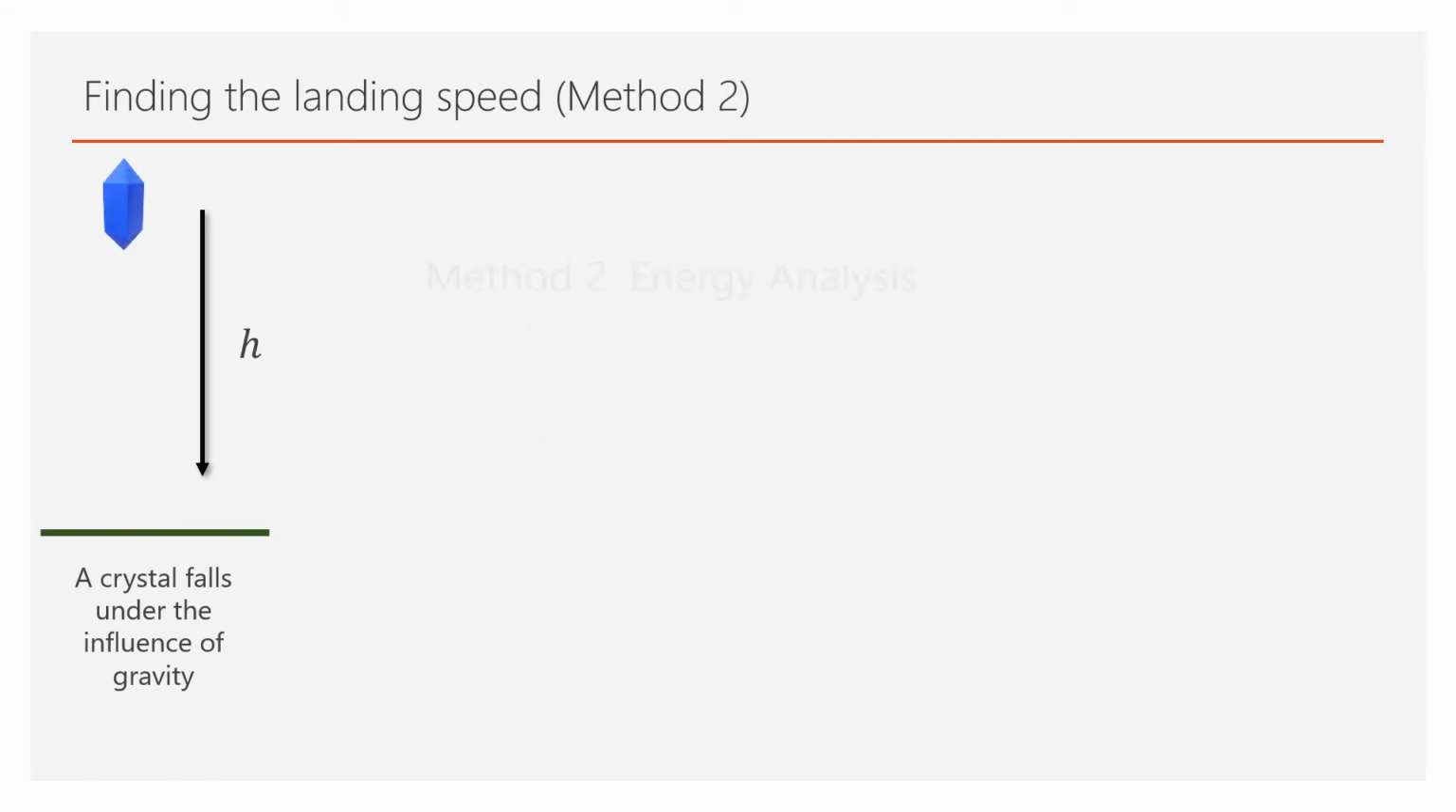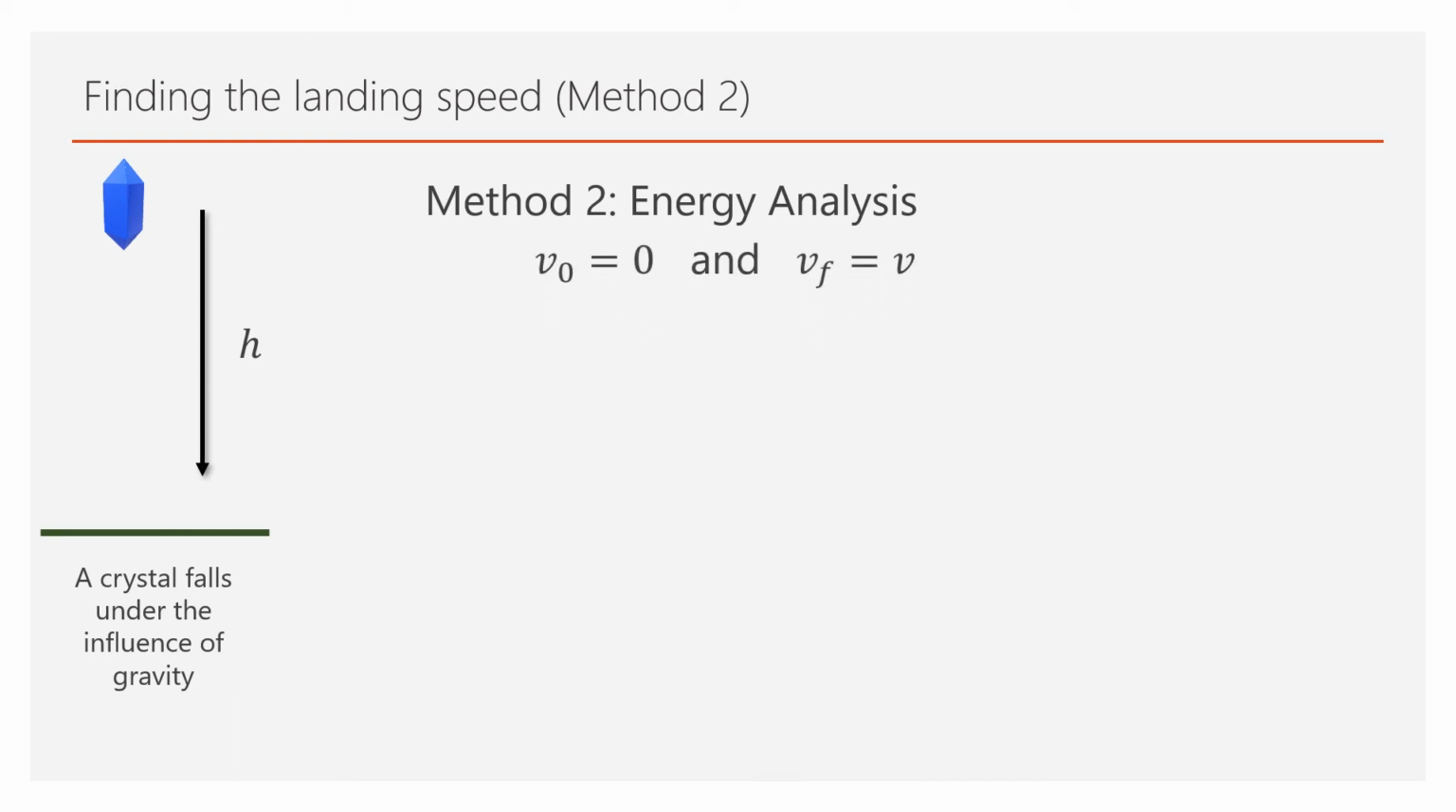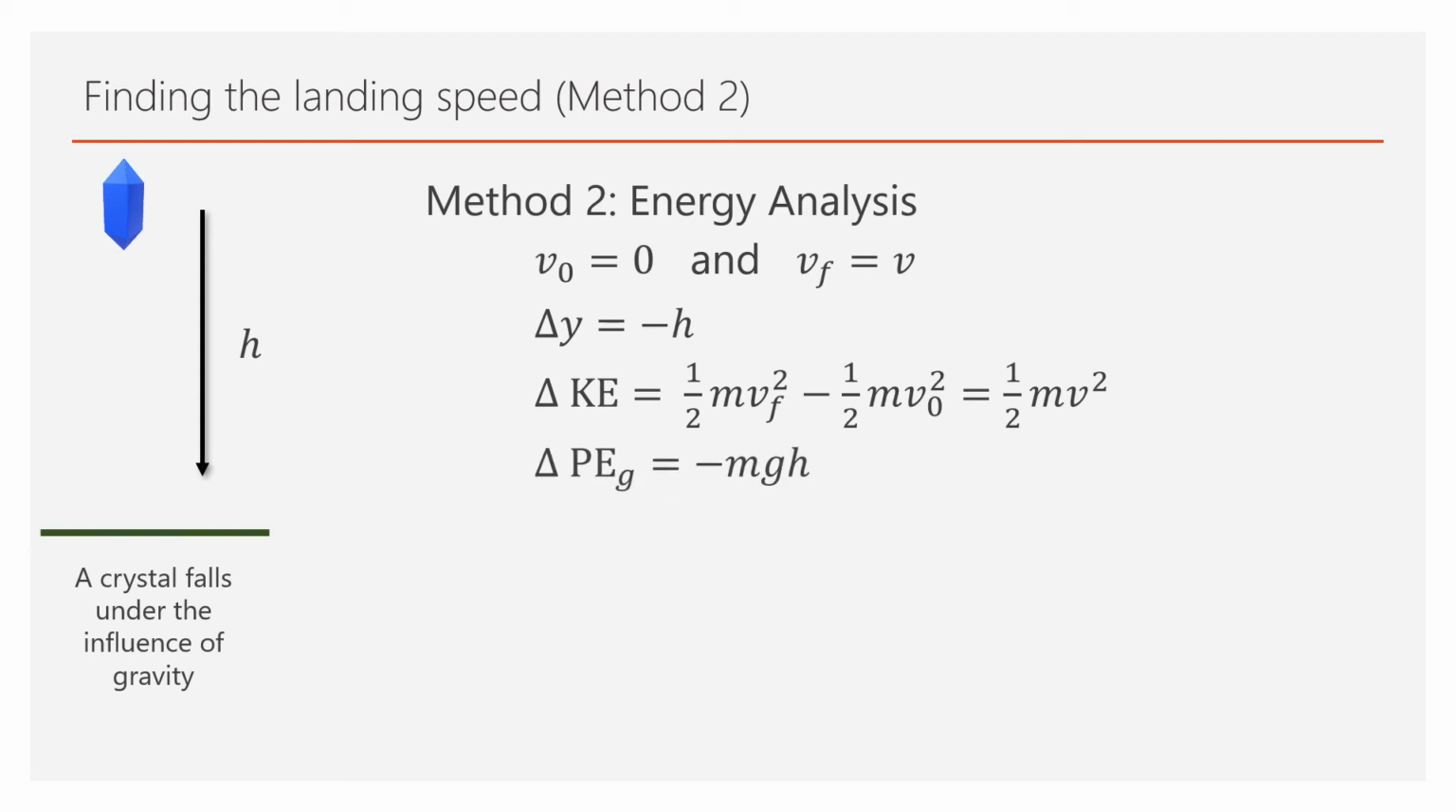Now, let's do the same problem, but this time using an energy analysis. We'll note the initial and final velocity again. We know that the change in the y-coordinate is h. We can calculate the change in the kinetic energy. Because it's released from rest, the change is just equal to the kinetic energy at the bottom, which is 1/2 mv squared. The change in the potential energy due to gravity is negative mgh. There are no non-conservative forces acting on the crystal, so W sub nc is equal to 0, and therefore the energy of the system is conserved.